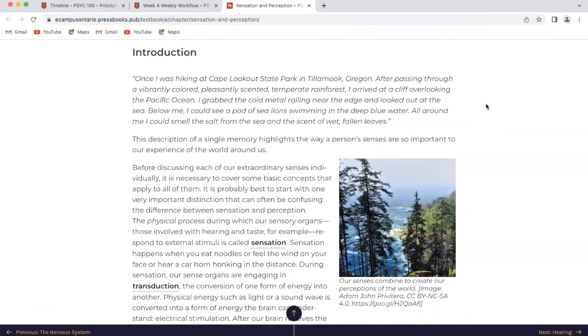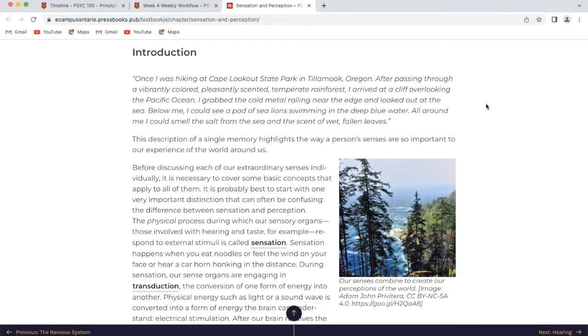Introduction. Once I was hiking at Cape Lookout State Park in Tillamook, Oregon. After passing through a vibrantly colored, pleasantly scented temperate rainforest, I arrived at a cliff overlooking the Pacific Ocean. I grabbed the cold metal railing near the edge and looked out at the sea. Below me, I could see a pod of sea lions swimming in the deep blue water. All around me, I could smell the salt from the sea and the scent of wet, fallen leaves.